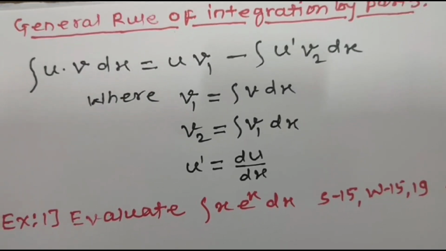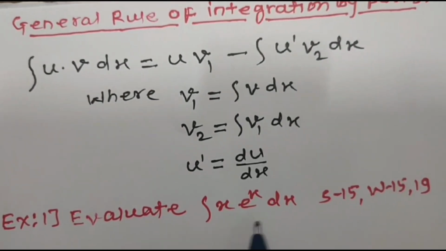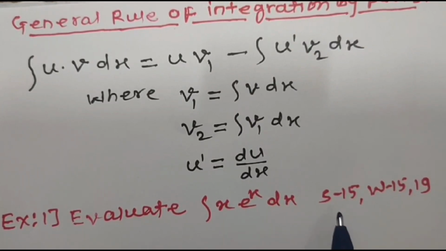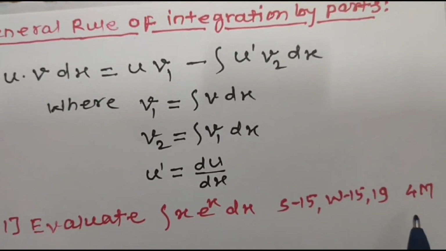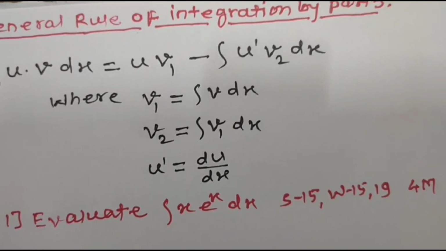So sum number 1 is: evaluate the integral of x into e to the power x with respect to x. This sum appeared in summer 2015, winter 2015 and winter 2019 for 4 marks. Okay, let us evaluate this.